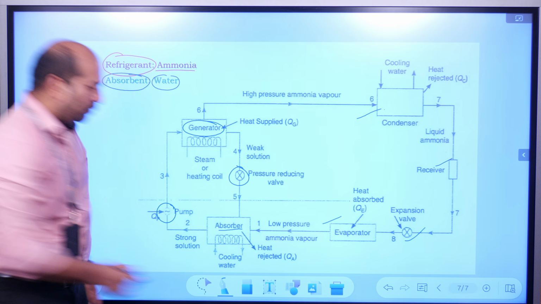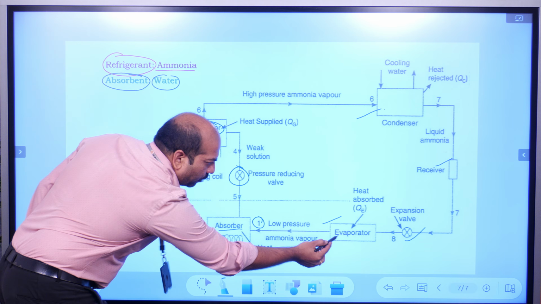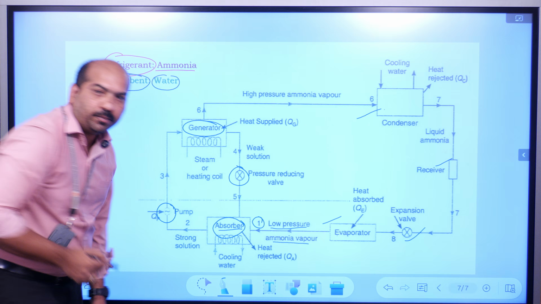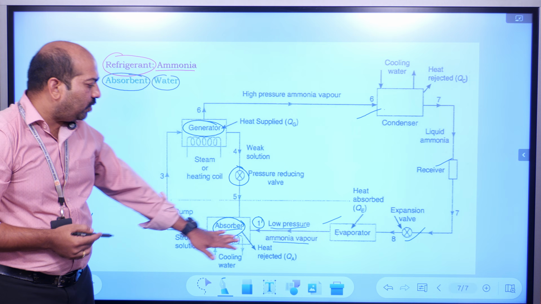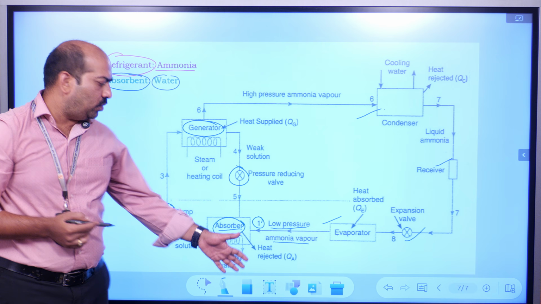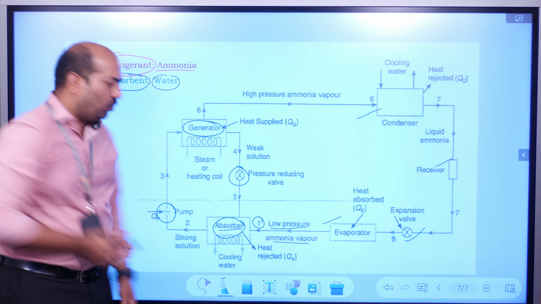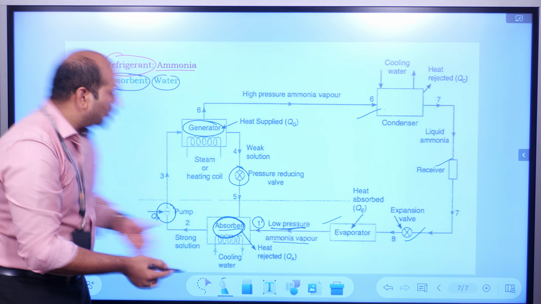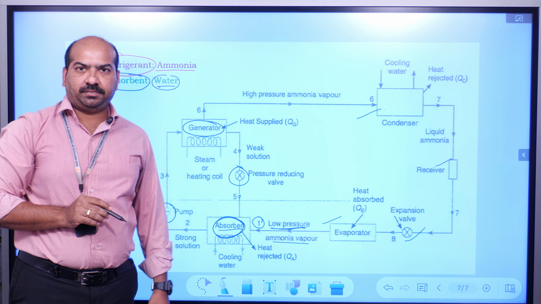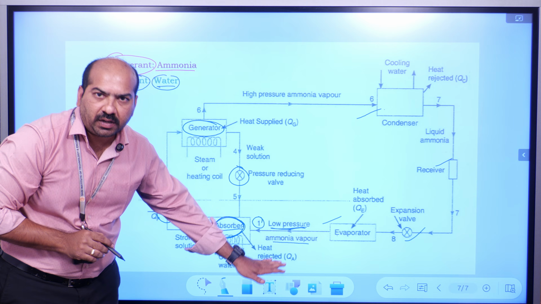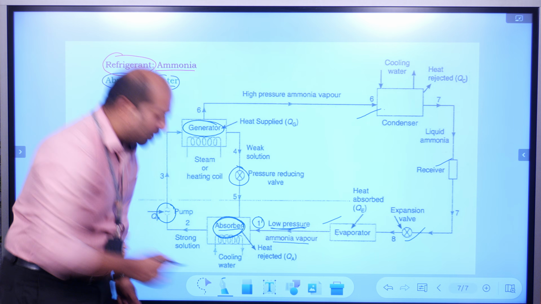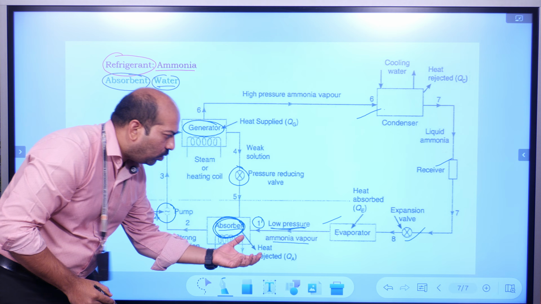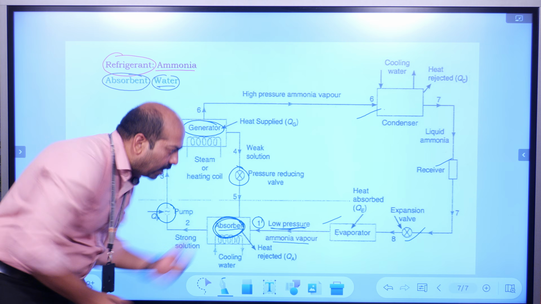Starting from this point 1, from the evaporator, low pressure ammonia vapors enter into the absorber. Whenever this happens, the temperature rises when these low pressure ammonia vapors mix with the absorbent, the water. The temperature rises and the pressure is reduced. Whenever the pressure is reduced inside the absorber, the absorbent, water, draws more ammonia vapors from the evaporator.